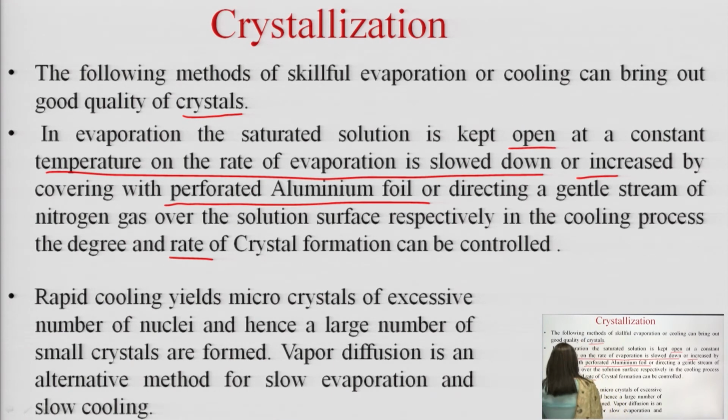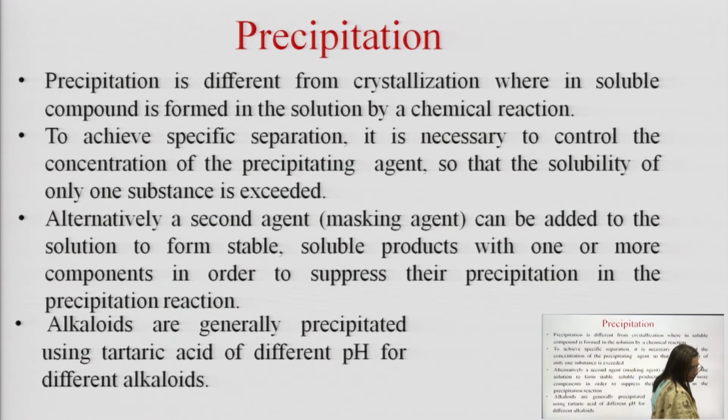Rapid cooling yields microcrystals with an excessive number of nuclei, hence a large number of small crystals are formed. Vapor diffusion is an alternative method for slow evaporation and slow cooling.